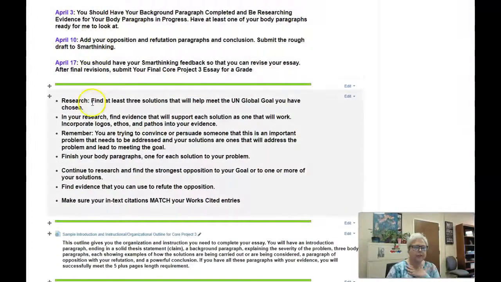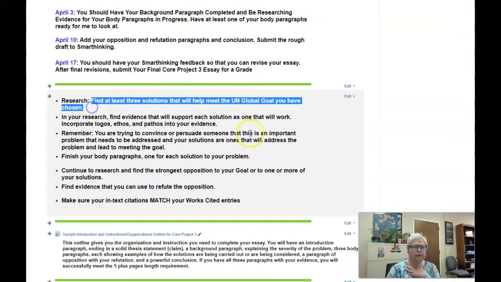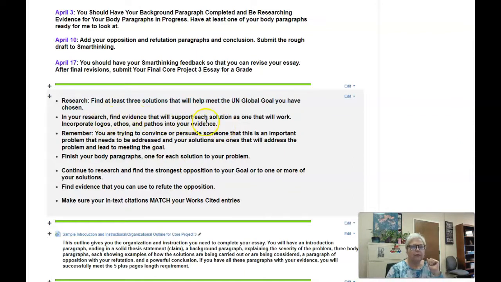Continue researching and finding evidence for your body paragraphs. And just as a reminder here, you're finding 3 solutions that will help meet the UN Global Goal that you've chosen. So whether it's no hunger, no poverty, no inequality, you're going to find 3 solutions that will help the problem. And then in your research, find evidence that will support each solution as one that will work. You can incorporate logos, ethos, and pathos into your evidence.